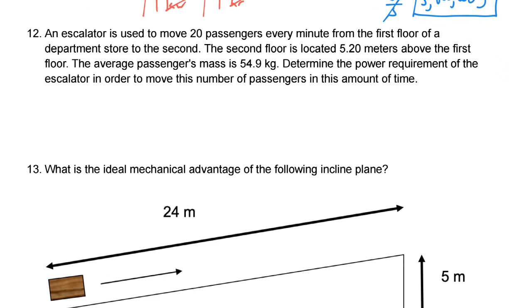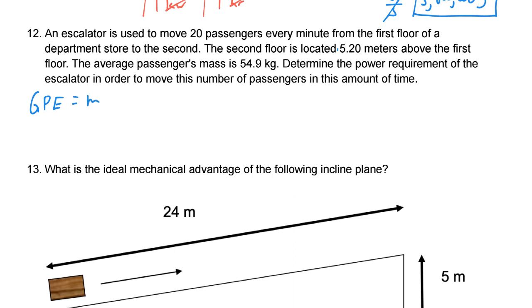So another one about power. An elevator is moving 20 passengers every minute from the first floor of the department store to the second. The second floor is located 5.20 meters above the first floor. The average passenger's mass is 54.9 kilograms. Determine the power requirement. The easiest way to figure this one out is to figure out how many joules of gravitational potential energy we've gained, and that has to be equal to the amount of joules we've transferred.